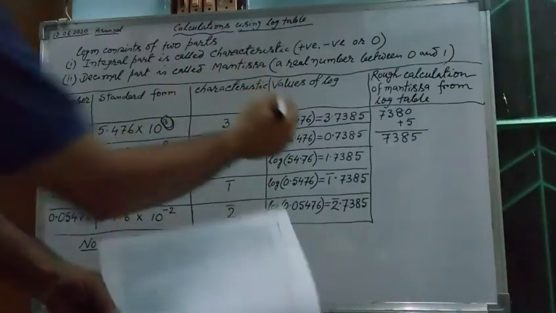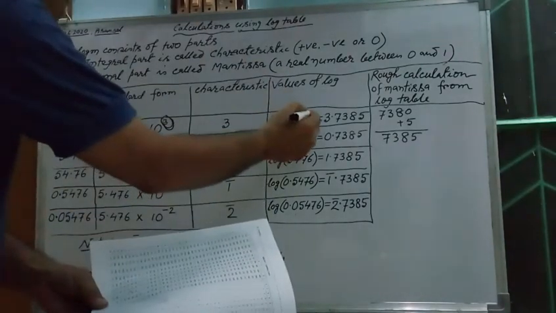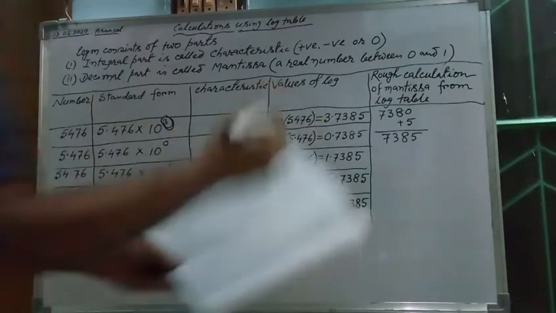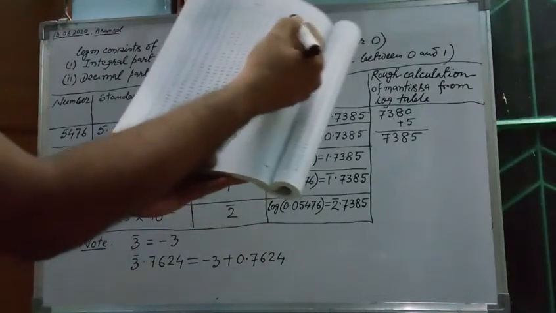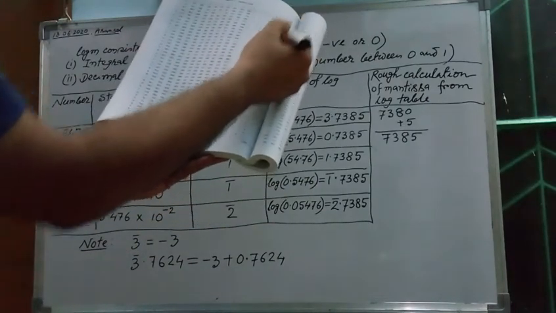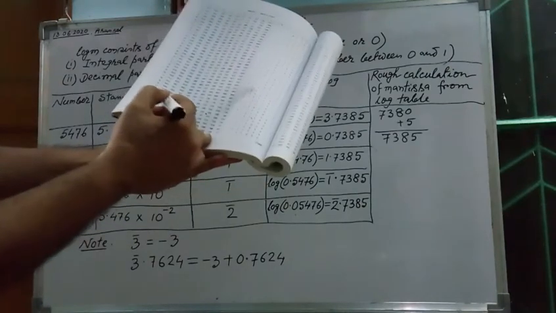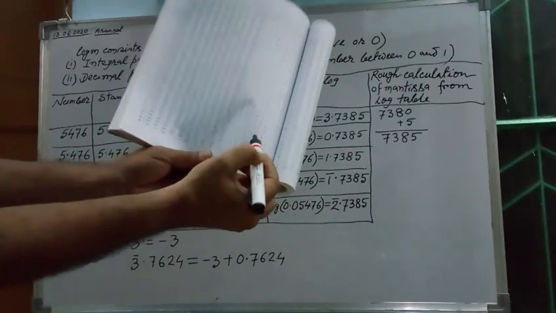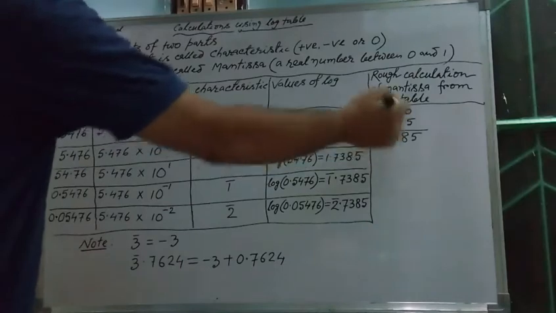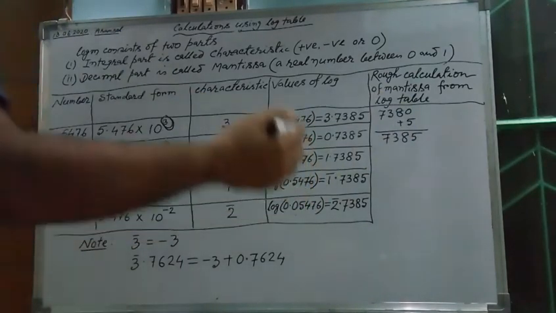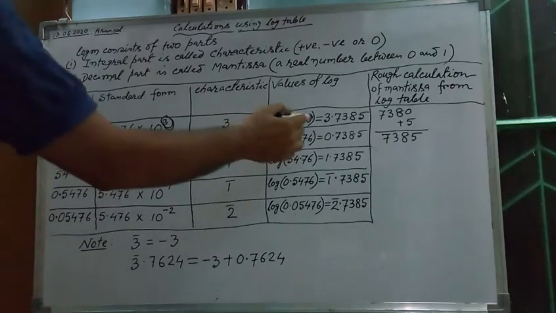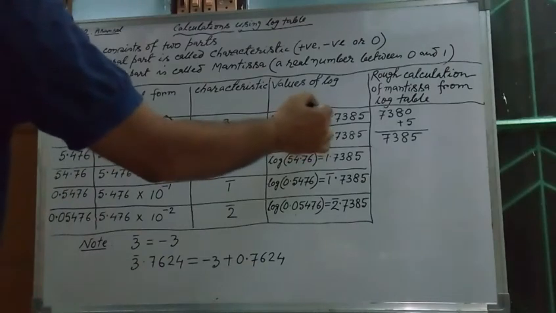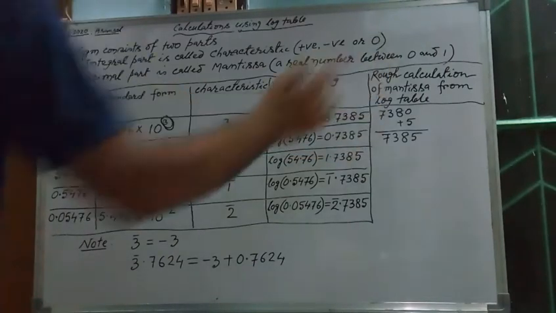And after that, we have to see the mean difference under 6. There are mean differences given. Along the row 54, the value under 6 is 5. Now I have written 5. Add these two, we will get 7385. So the value of log 5476 will be 3.7385. This is the characteristic, and this is the mantissa 7385.